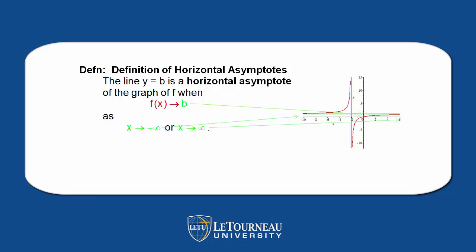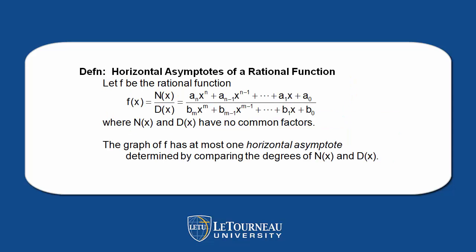So we have a definition here of a horizontal asymptote. The line y equals b is a horizontal asymptote of the graph of f when f of x approaches b as x approaches minus infinity or x approaches plus infinity. So here's our definition of a horizontal asymptote.